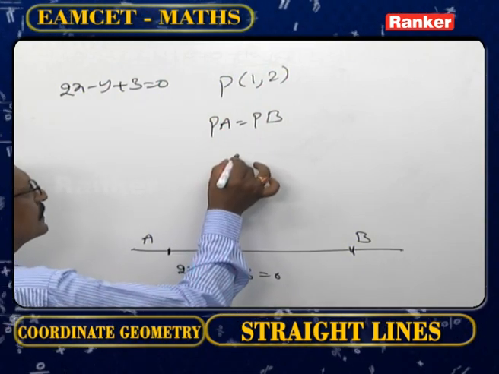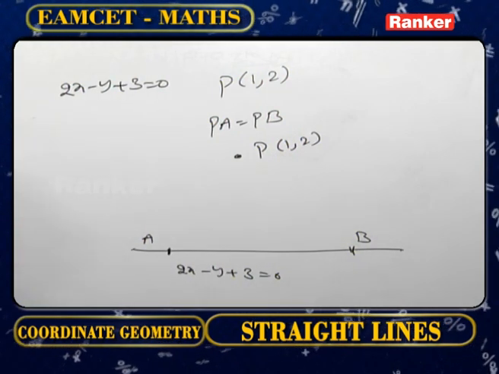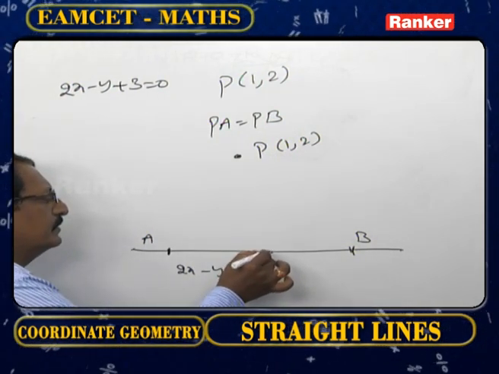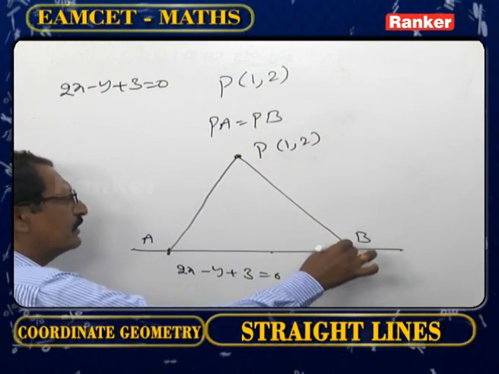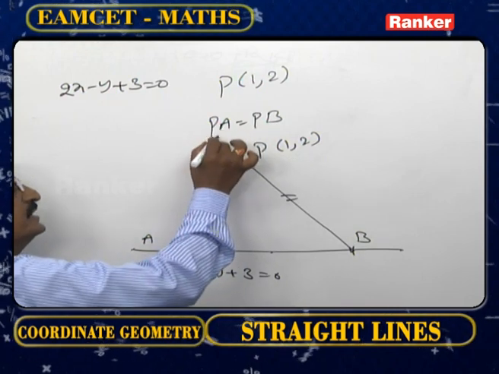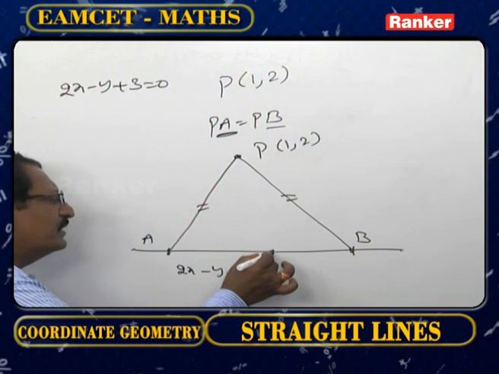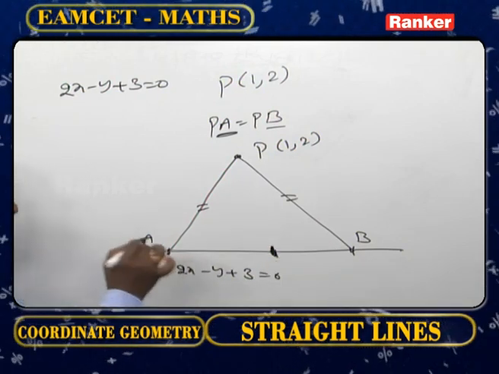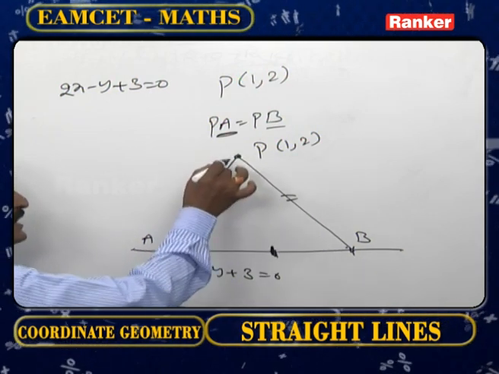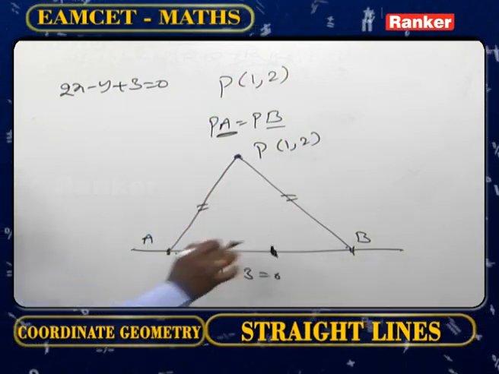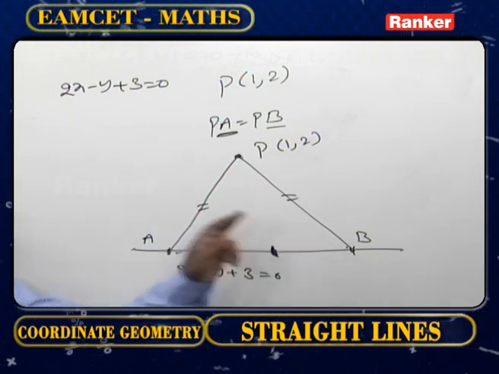Now P is a point, with coordinates given as (1, 2). Required is the midpoint of AB, but PA and PB are equal. Given the condition PA equals PB, we need the midpoint of AB. Now in triangle PAB, PA equals PB. Two sides are equal, so triangle PAB is an isosceles triangle.